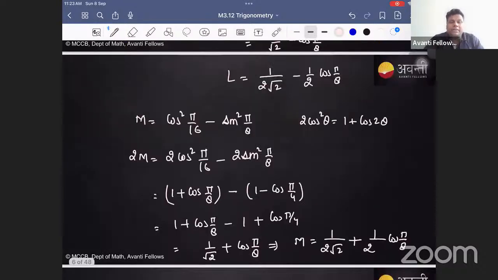Now see it once. Absorb it. Simultaneously keep on revising the formulas of trigonometry.